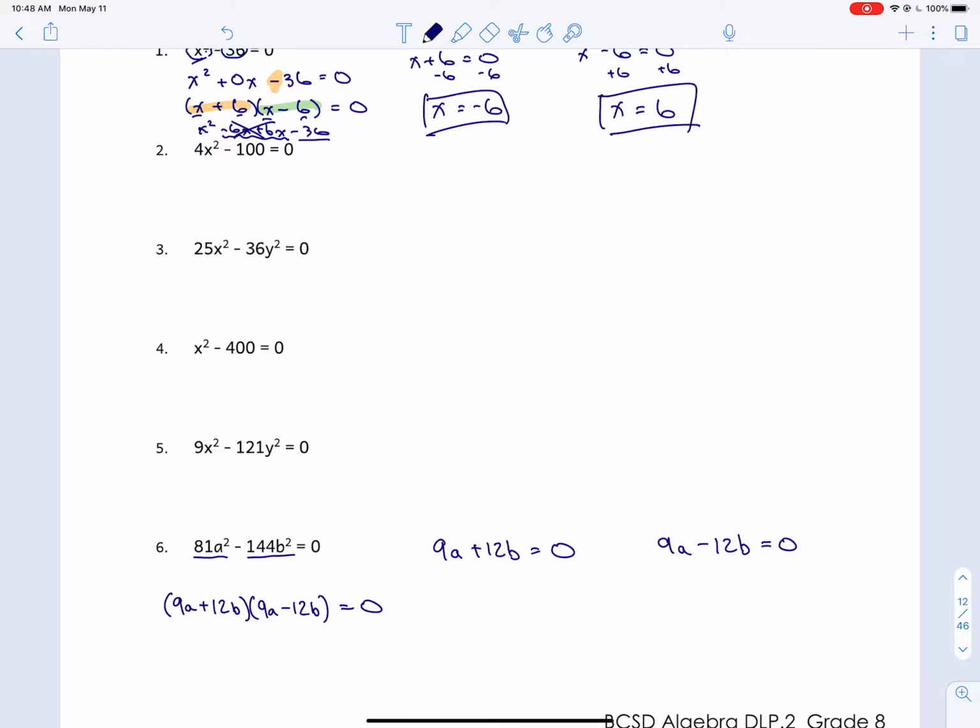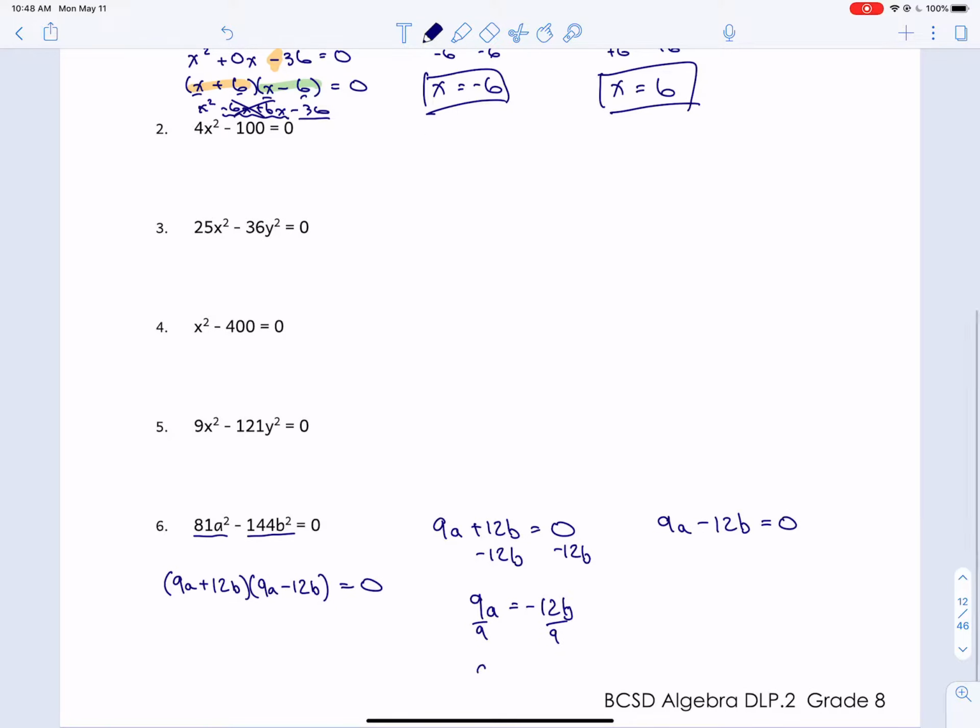So I'm just going to solve for a, okay? Solve for a in terms of b. So I want a isolated. So let's subtract 12b on both sides. So I get 9a equals negative 12b. And then we're solving for a, so we divide by 9 on both sides. We get a equals, simplify over here, divide by 3, so we get negative 4b over 3. So that's an a over here.